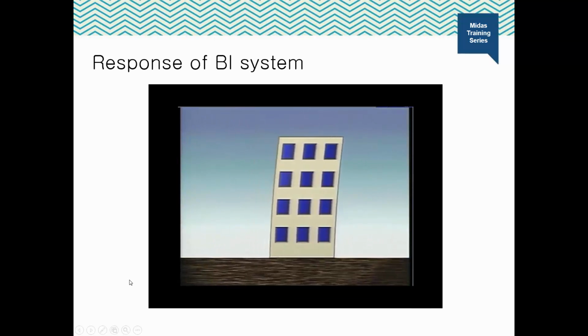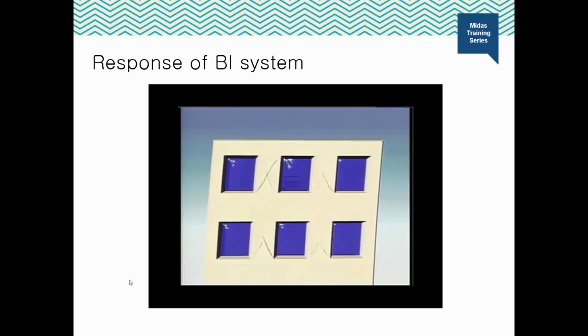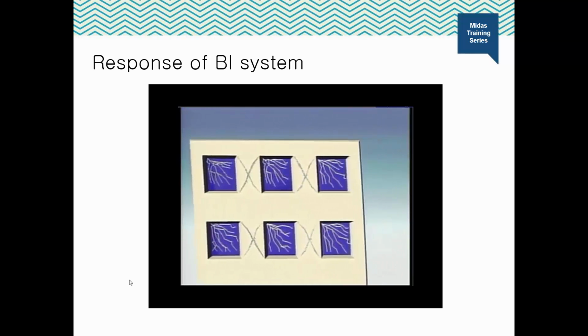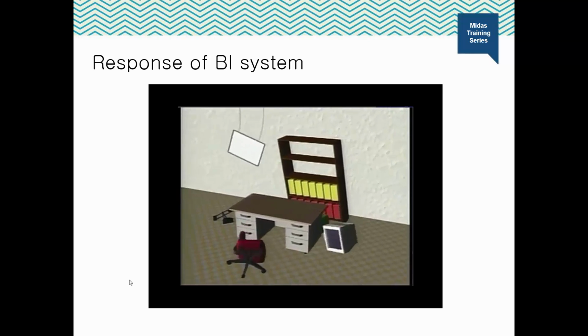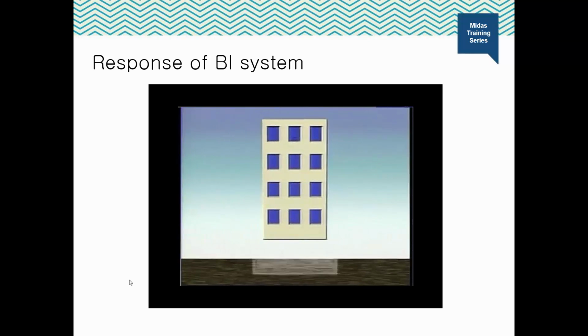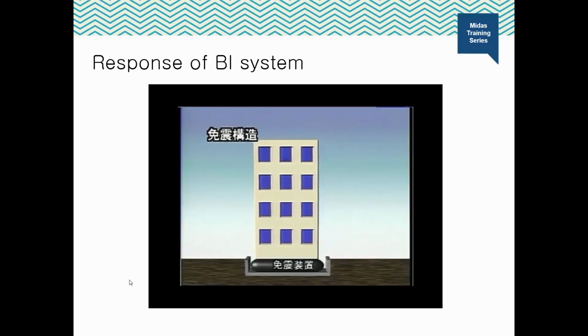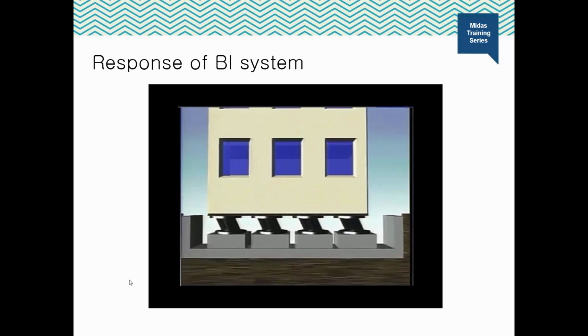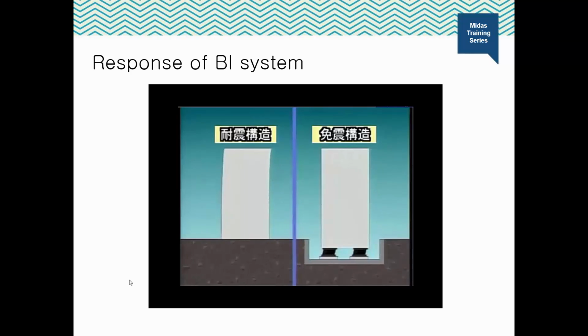So here we have a structure in which we haven't used any base isolator. With the lateral force due to the earthquake, the deformations in the structure are quite high, and hence we are getting cracks in the structure, and even there are a lot of deformations. On the contrary, a structure with a base isolator is not experiencing large deformations. So we can easily compare the behavior of a structure with and without base isolator here.